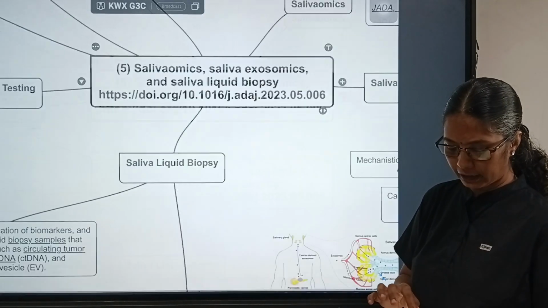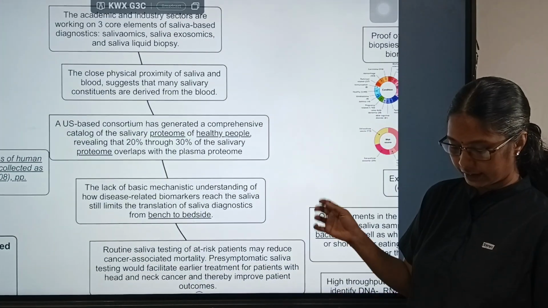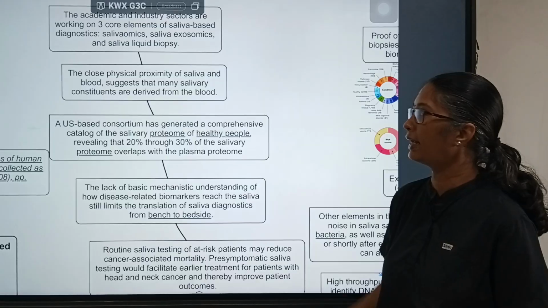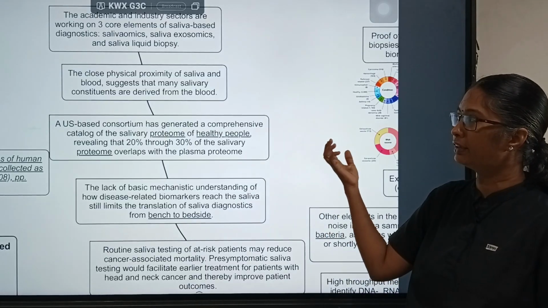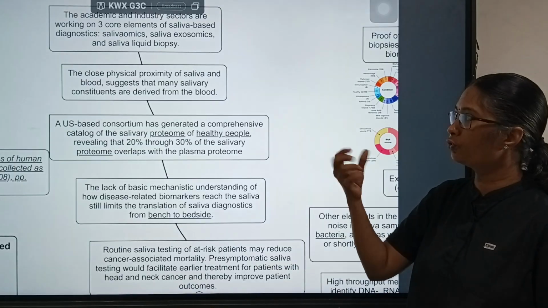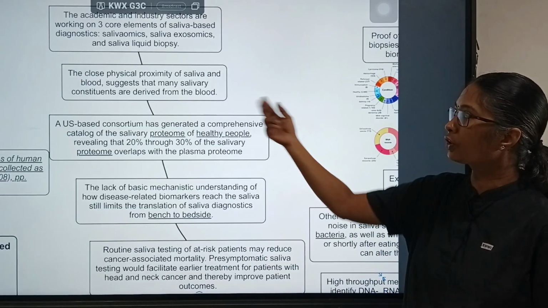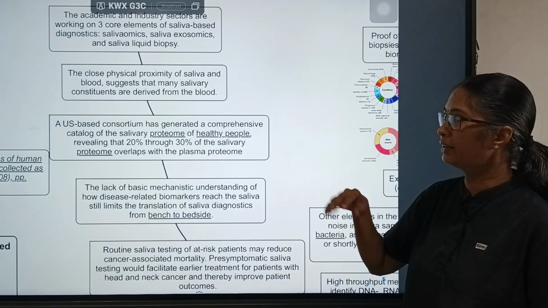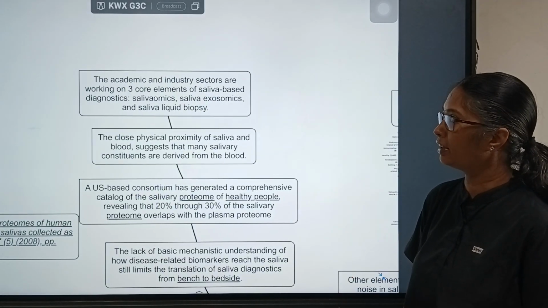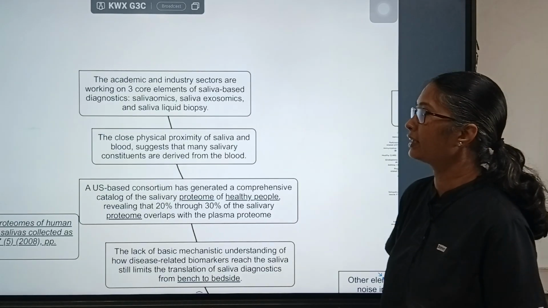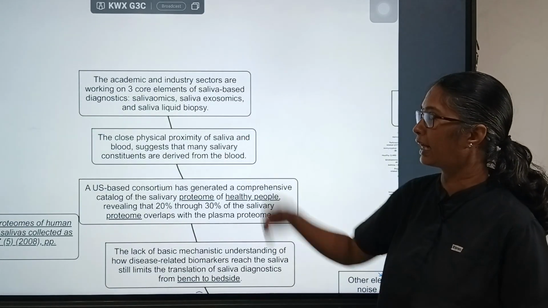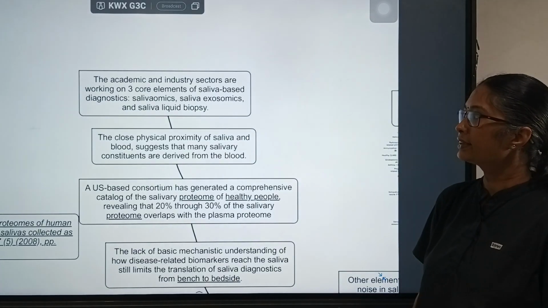So the close physical proximity of the blood suggests that many salivary constituents are derived from the blood. In the anatomy and physiology of the salivary secretion, we saw that the acinar cells are lined by the blood capillaries through which the salivary secretion happens. So the close proximity of saliva and the blood is a big advantage for the biomarkers to reach the saliva. So the academic and industry sectors are working on three core elements of saliva-based diagnosis. And those are nothing but the Salivaomics, saliva exosomics and the saliva liquid biopsy.